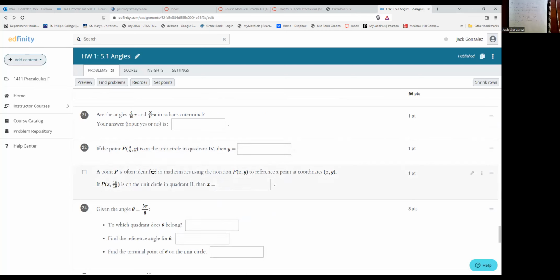This is just talking about quadrants. The point P 4/5 comma y is on the unit circle, quadrant 4, then y must be... second. Let me see if you want me to use four triangles. Oh, no.